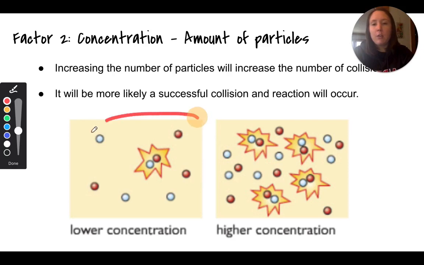So here, low concentration, I don't have a lot of particles. I just have 4 red and 4 white. And so it's going to be harder for them to collide. But here, it looks like more than double my concentration of each particle, so they're going to be more likely to collide in the correct direction with the correct amount of energy. So therefore, a higher concentration will increase the rate of a chemical reaction.